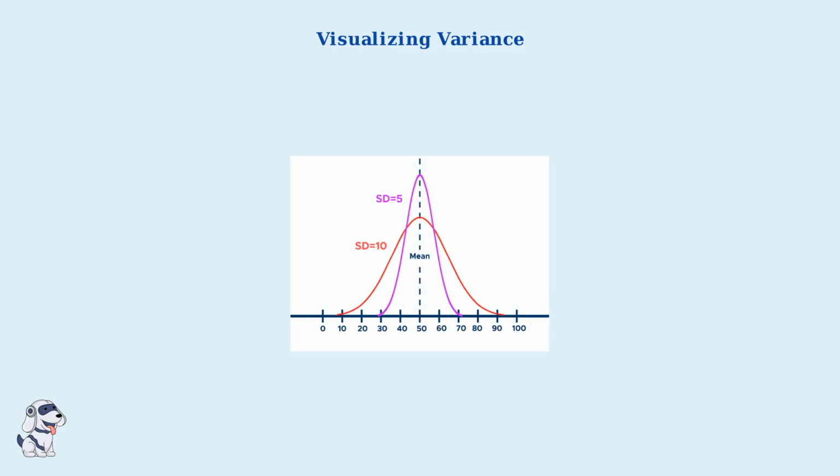Here's another example showing two normal distributions with the same mean but different standard deviations. The red curve has a standard deviation of 10, making it wider and flatter. The purple curve has a standard deviation of 5, making it taller and narrower. This demonstrates how standard deviation directly relates to the spread of the distribution.